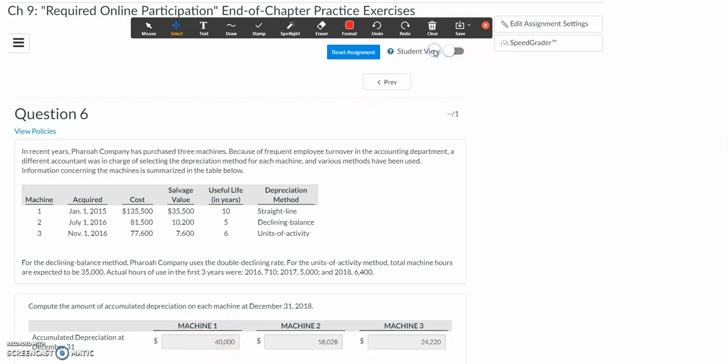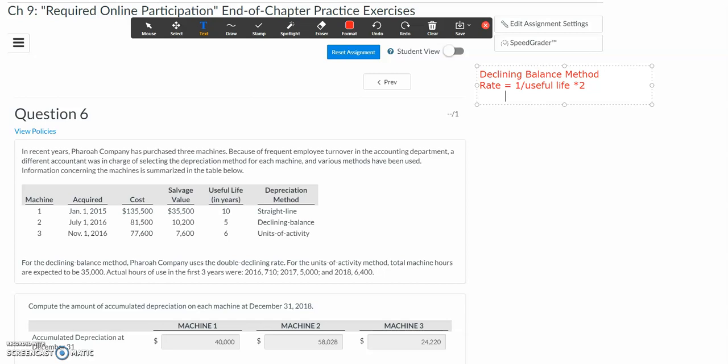The next method that we're going to be talking about is the declining balance method. And for the declining balance method, you need to know the declining balance rate. So in this case, we're assuming there is a double declining rate. So our rate is going to be computed by taking 1 over the useful life. And because it's a double declining method, we're going to multiply that by 2.